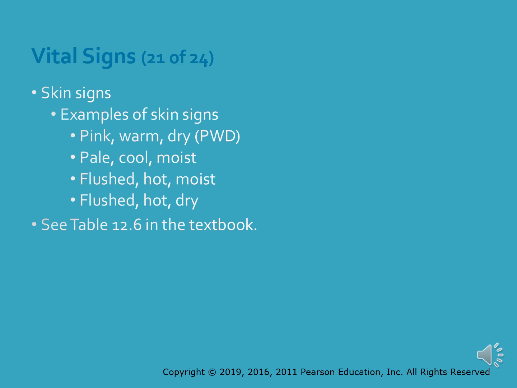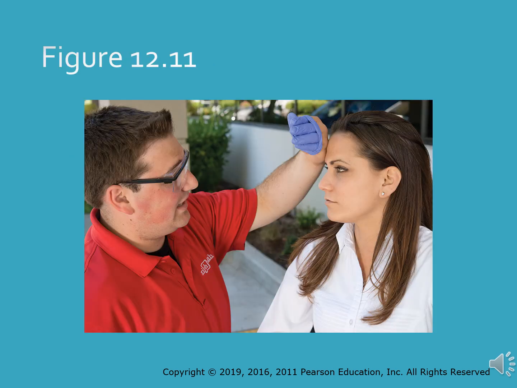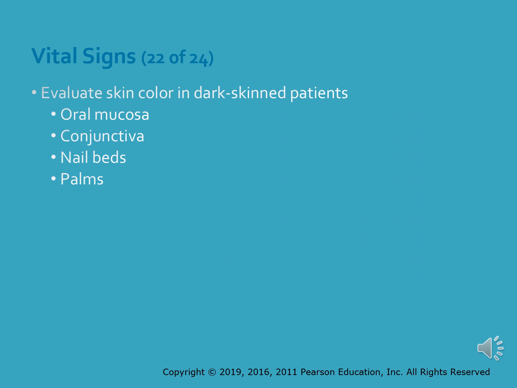Some examples of skin signs would be pink, warm, and dry; pale, cool, and moist; flush, hot, and moist; or flush, hot, and dry. Here you can see that they're using the back of an ungloved hand to assess the skin temperature and moisture. To evaluate the skin color in dark-skinned patients, use one or more of these methods.